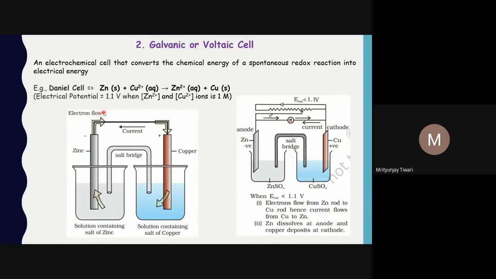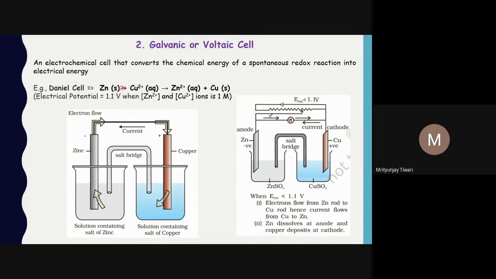The example of the galvanic or voltaic cell is the Daniell cell. Daniell cell you might have seen earlier. So what is the Daniell cell? The Daniell cell we used in the redox reaction, redox process. I have used the example of the Daniell cell, if you remember.